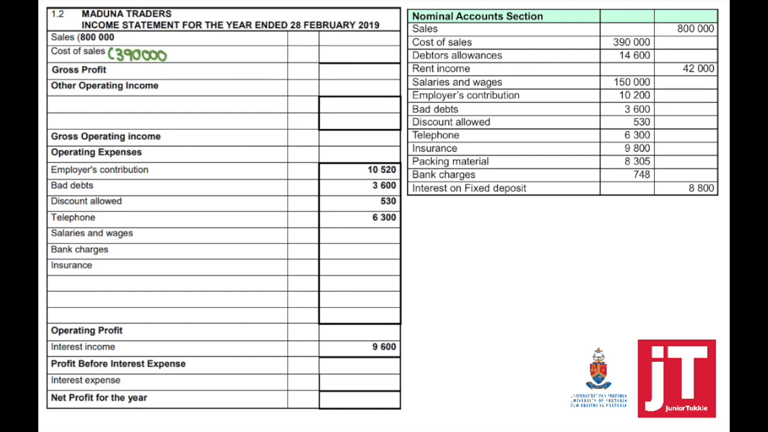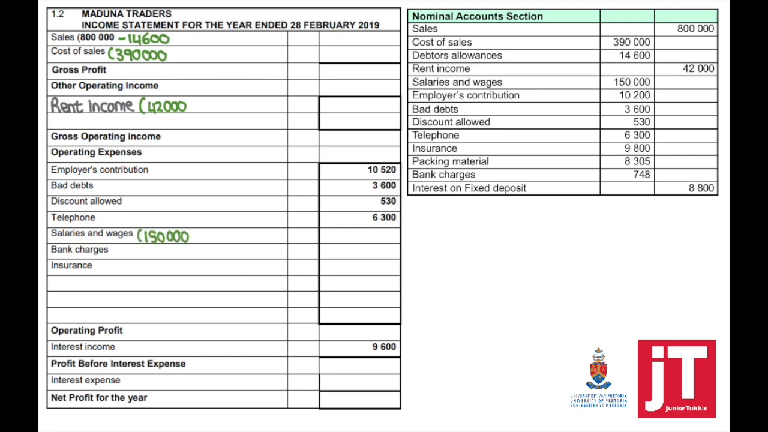So starting with question number 1 or step number 1, we write the totals from the pre-adjustment trial balance in brackets. Cost of sales was given to you. You should know that debtors allowances is always closed off to the sales account. Do not forget about that. Then they provided us with rent income. It forms part of your other operating income.